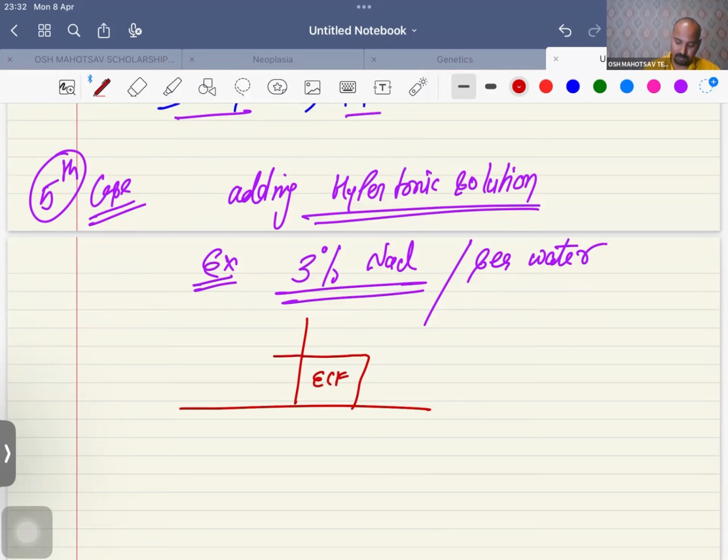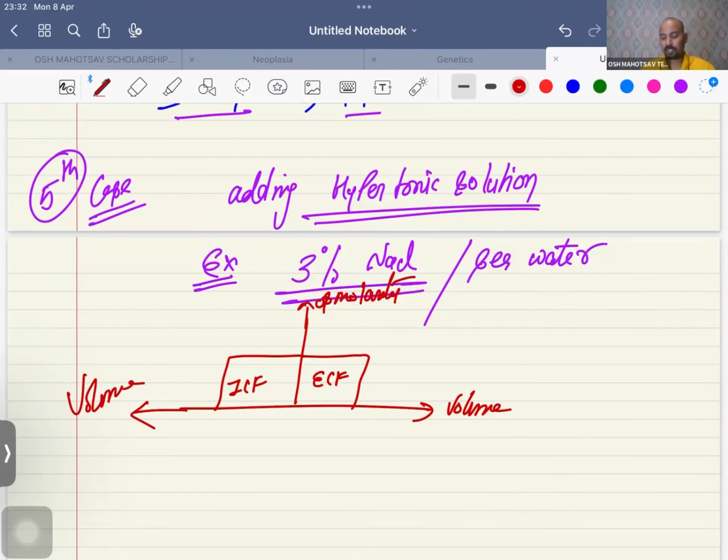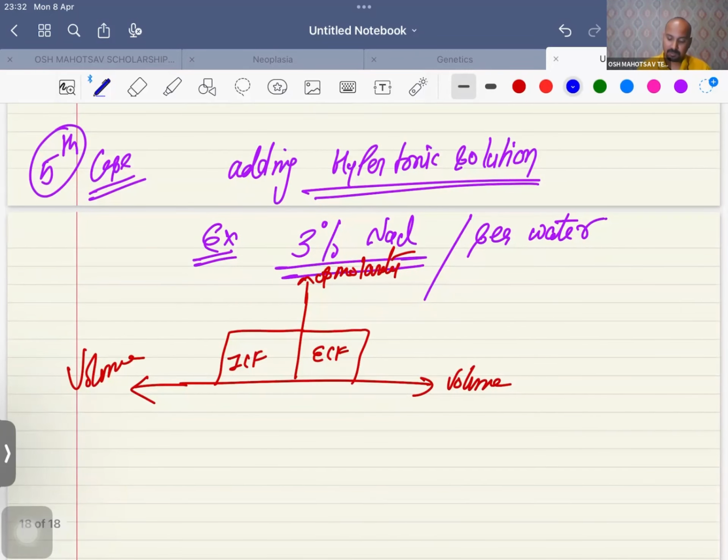ECF and ICF. Here we have volume, osmolarity, and volume. Now we will apply. We are adding more solute, or less water. Still we are adding water, so volume will increase. We are adding very little water, so volume will increase a little bit.